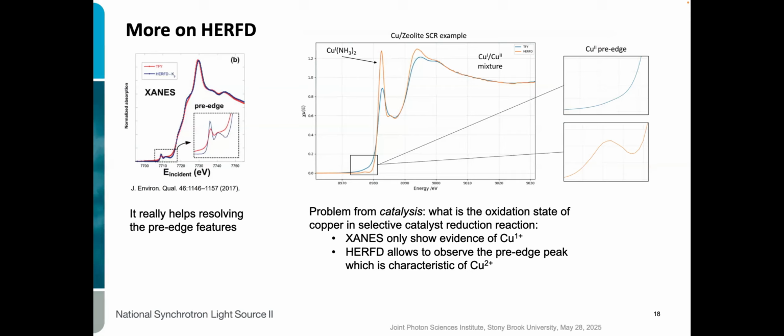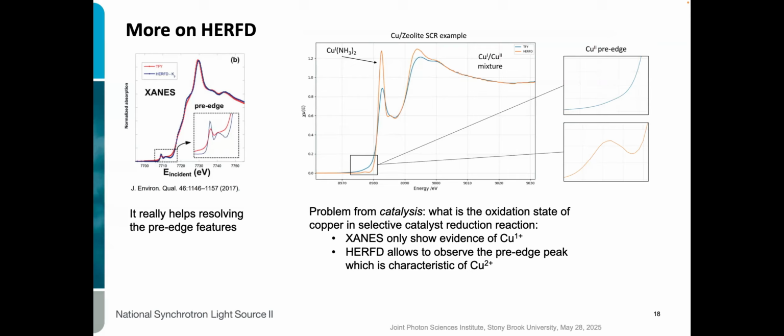And from what looks like just a blob with a little shoulder in the conventional XANES, we can get a much better definition. And where does it help? All right, so that's a real problem. We have copper on zeolite in a catalytic reaction. What is the oxidation state in operando, during the catalyst work?